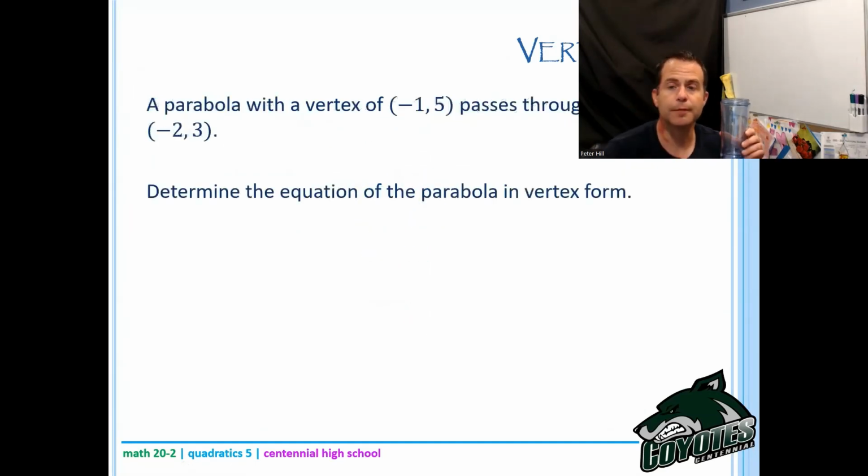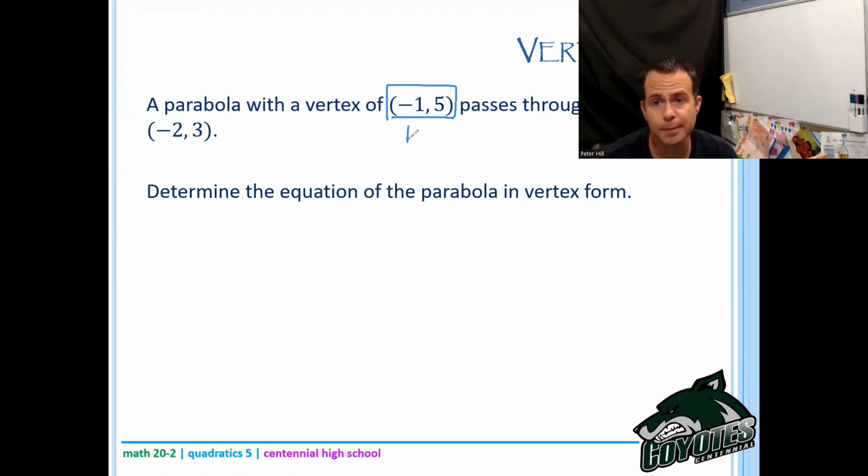A parabola with a vertex of -1, 5 passes through the point -2, 3. Determine the equation of the parabola in vertex form. Well, actually, this is pretty similar to the question I just asked you. The difference was I had already established in the equation what h and k were. Here, I told you h and k, but I didn't put it in an equation. I just told it to you by telling you the vertex.